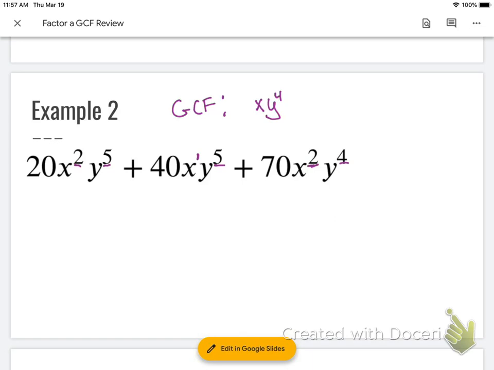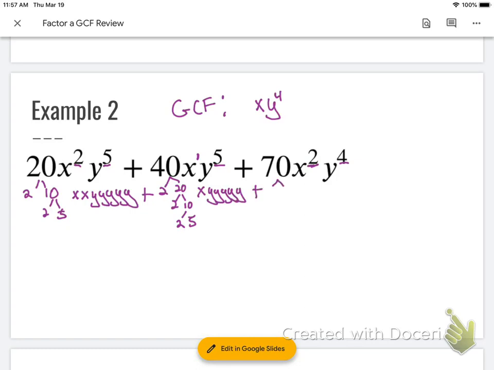And then we have to figure out what our coefficients are going to be. So we have 20, so that's 2 and 10. 10 is 2 and 5. Again, if you didn't like that method, you could still write out x, x, y, y, y, y, y, plus. And then over here you have 40, 4 times 10, 2 and 5. Again, x, y, y, y, y, y, plus. And then 70, 7 times 10, 2 and 5.